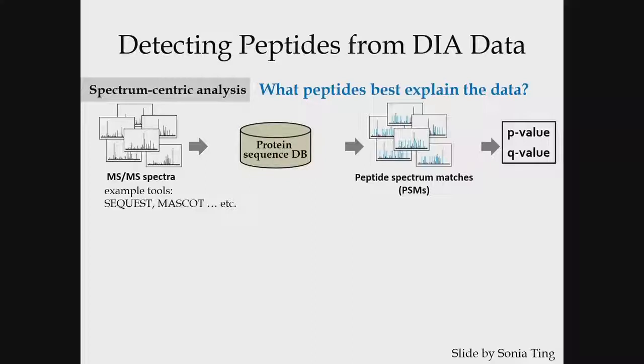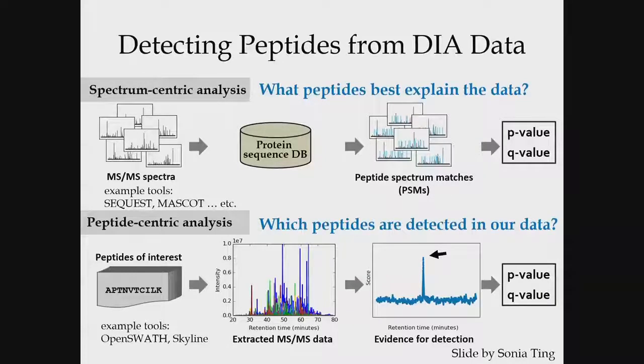So it gives us a sense of what fraction of what we're calling correct is false. So what we're basically doing is saying, look, for this given set of spectra, what peptides best explain the data? An alternative to this was to take what we called a peptide-centric analysis.